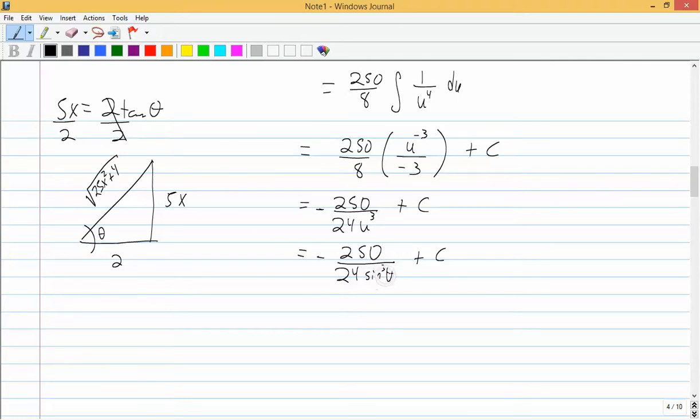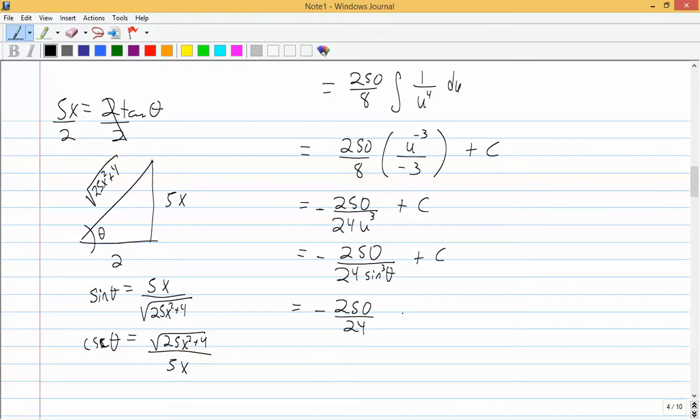The reason I say that is because sine of theta here, sine is opposite over hypotenuse. Sine of theta is 5x over the square root of 25x squared plus 4. So that would make cosecant equal to the square root of 25x squared plus 4 over 5x. And so if I rewrote my answer, remember, moving trig functions is not the same as moving variables. When you move a trig function, it just becomes its reciprocal. So I have negative 250 over 24 cosecant cubed theta plus c.